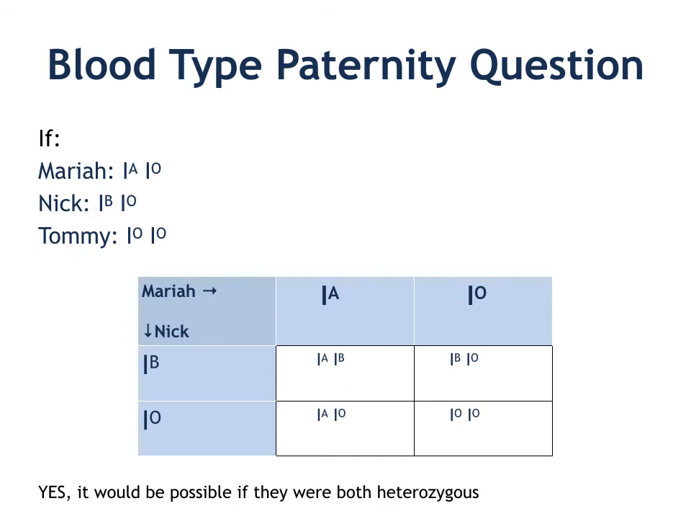So you see every possible blood type can arise from this mating. So yes, it would be possible if they were both heterozygotes. Now, let's do a problem if Nick is not a heterozygote, if he is IBIB.